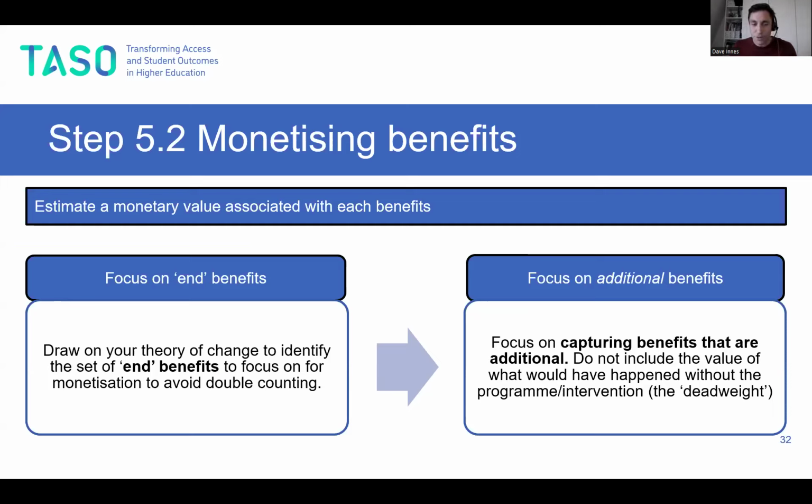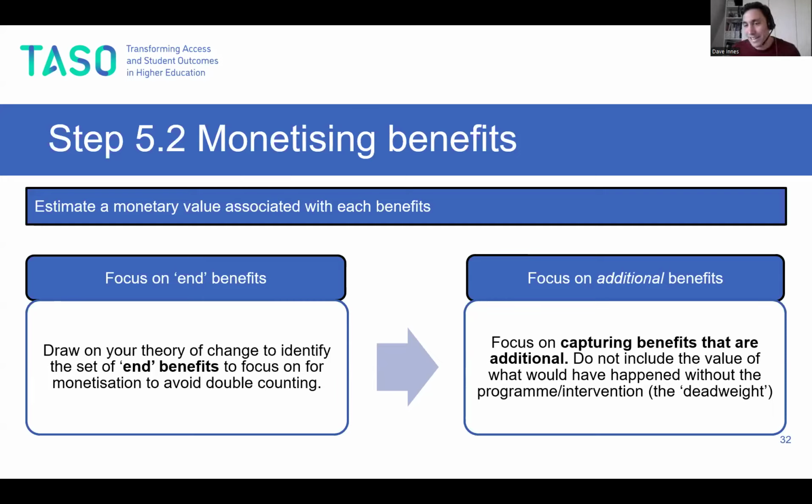But we don't want to include both those short-term benefits that are important to get to those end benefits and the end benefits themselves, because if we're counting the value of both of those, we would actually be double counting the overall benefit of the intervention. So our first step here, before we monetize benefits, is to identify those sets of end benefits that are really the things that are valuable to people or the HEP or wider society as a result of the intervention, and focus on including and monetizing those in your cost benefit analysis, rather than thinking you've got to value every single outcome that's included in your theory of change as well.